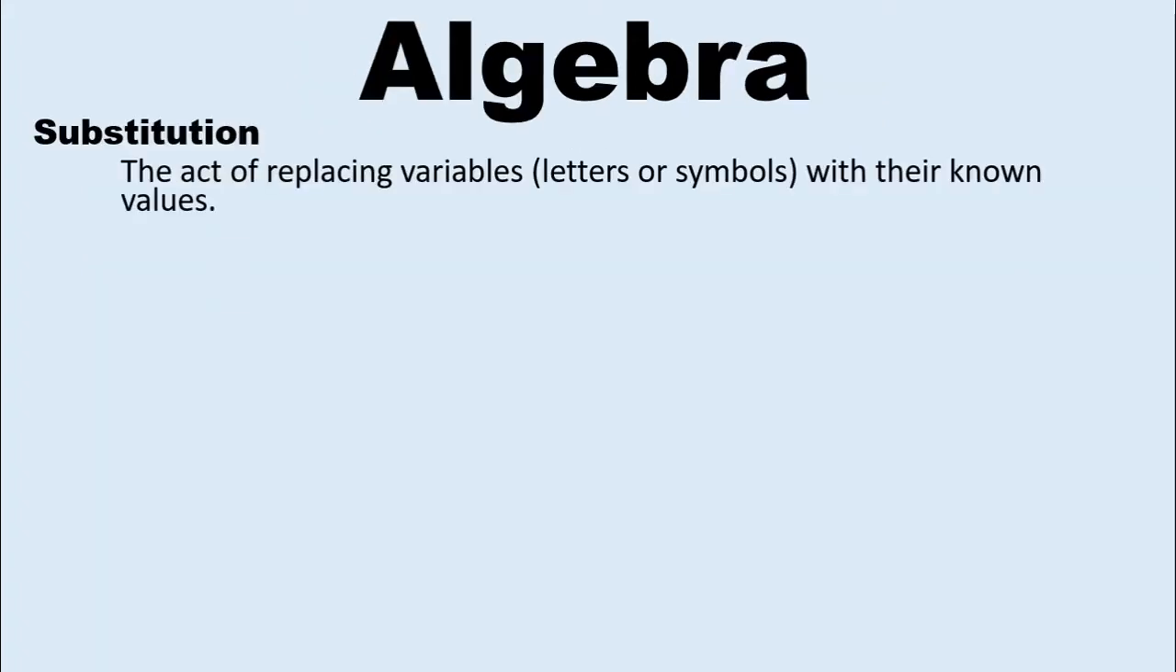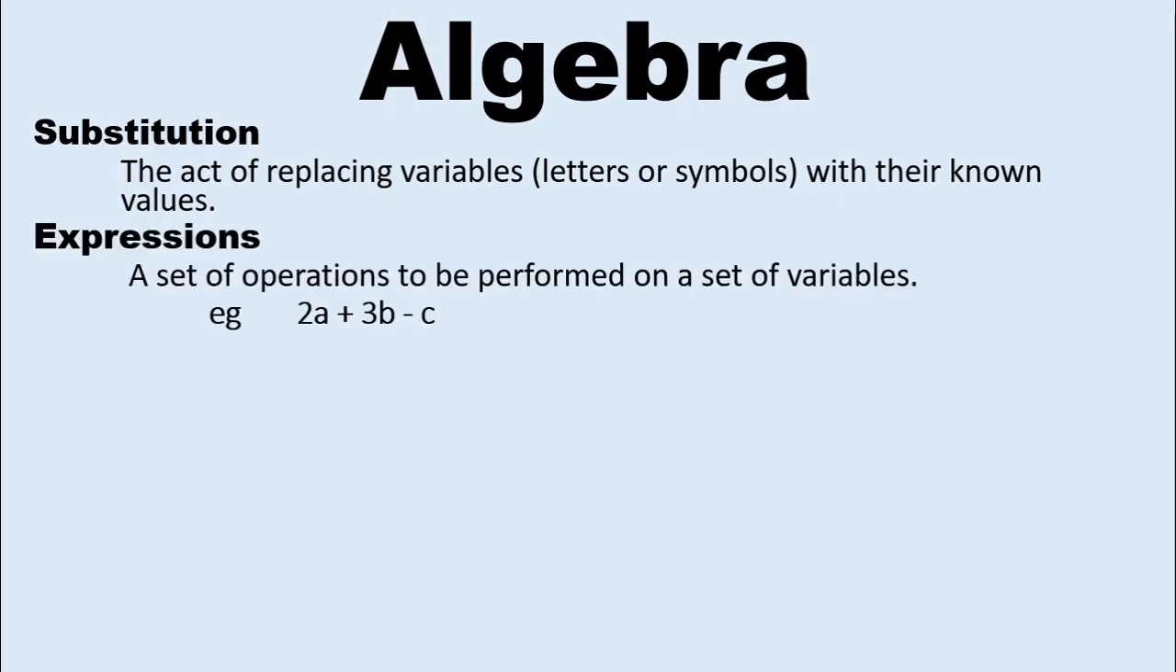Some more vocabulary for you. Substitution is the act of replacing variables, letters or symbols, with their known values. So if you're told what the value of a letter or symbol is, we just put that number in the place of the letter or the symbol. An expression is a set of operations to be performed on a set of variables. So for example, do 2 times whatever A is, add that to 3 times whatever B is, and subtract C from there. This is an expression.